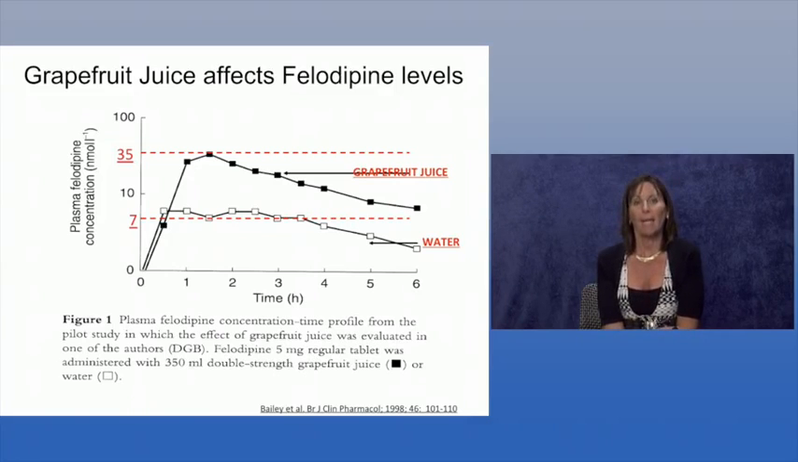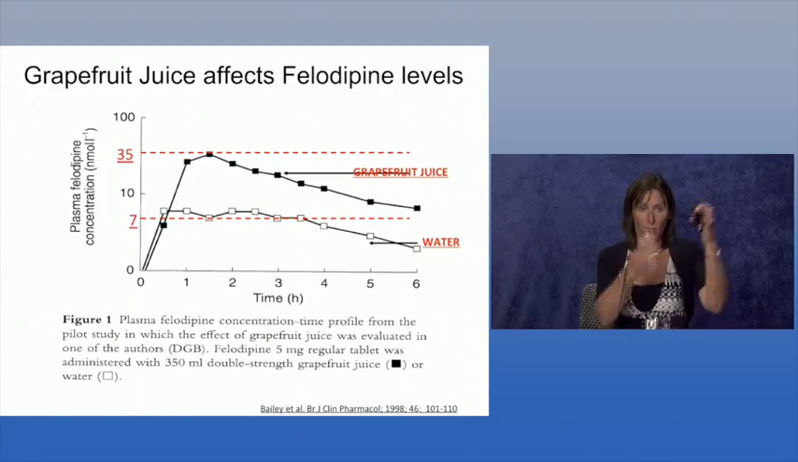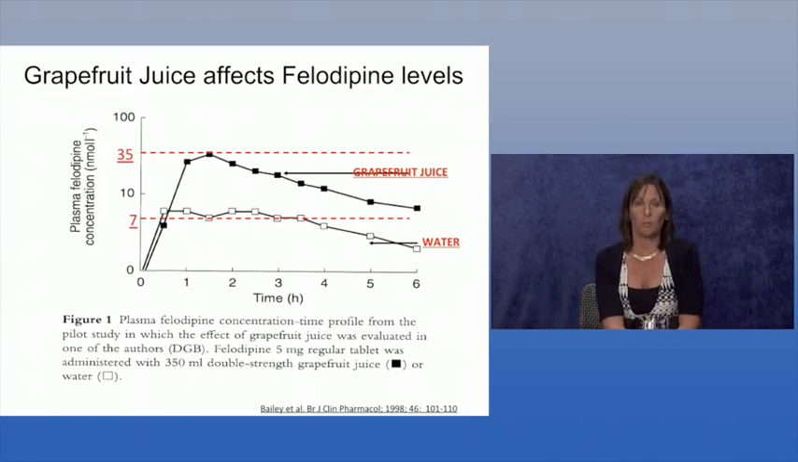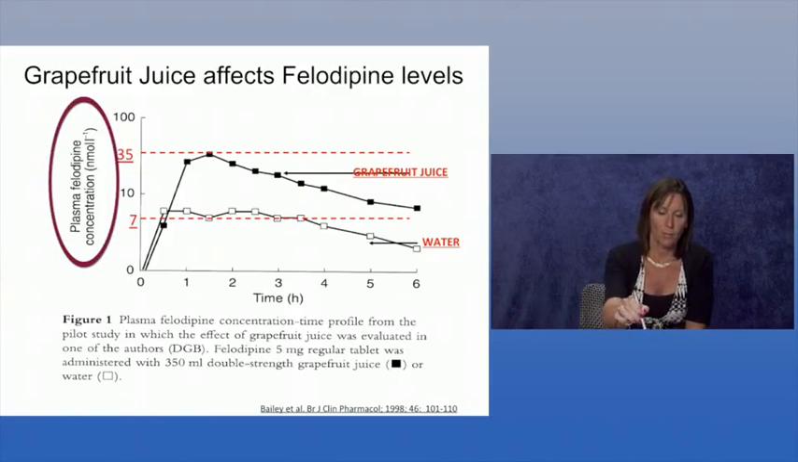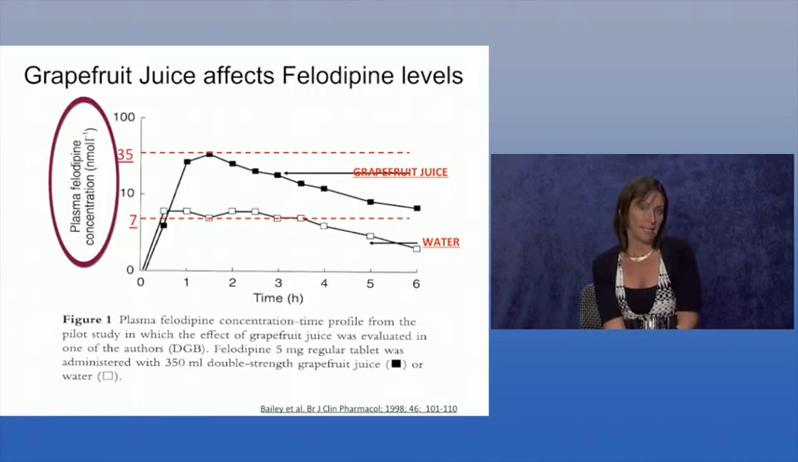And what the investigators did here was they took a group of healthy individuals and they asked them to swallow a dose of felodipine, 5 milligrams, which is a standard antihypertensive dose for this drug, and to swallow it with either water or with grapefruit juice. And they did a head-to-head comparison. One group swallowed with water, one group swallowed with grapefruit juice, and they compared the plasma concentration shown here on the y-axis over time on the x-axis.